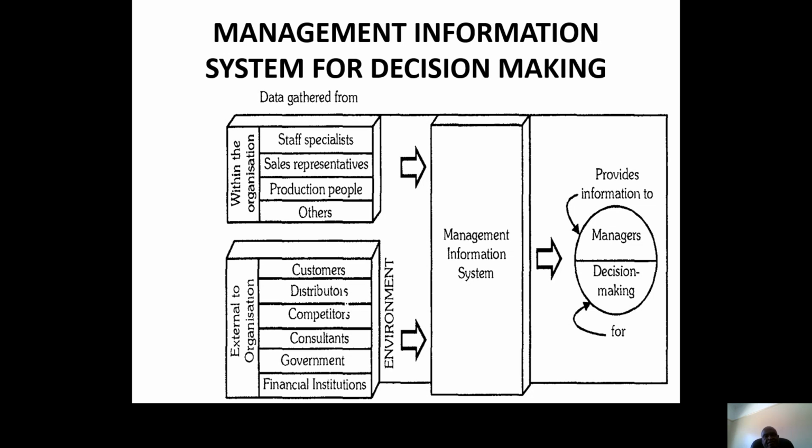How do you beat the competitors? You want data from the customers, from the distributors, from the competitors. Get that data. Consultants, government, financial institutions, and so external sources. Mix it with the internal source, and they may come up with some decision. Come up with a system, management information, which provides information to the managers so that they are able to make decisions. That's what that diagram is saying.